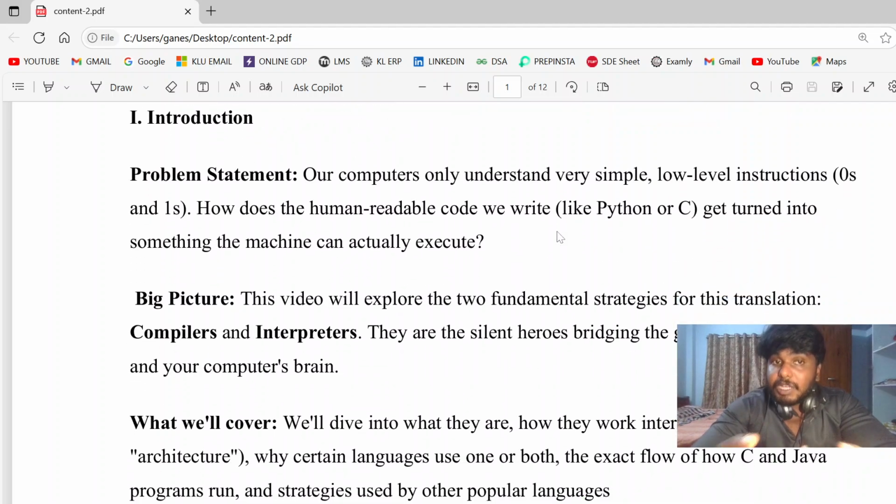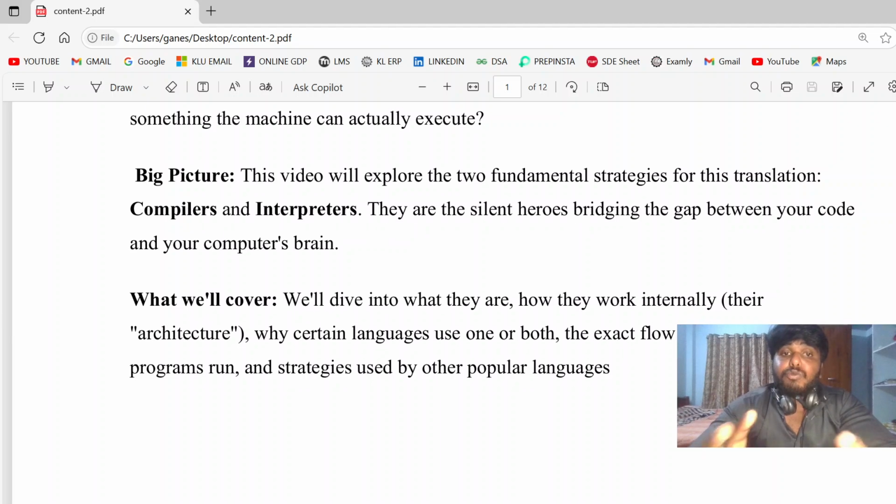Coming to the big picture, this video will explore two fundamental strategies. Compilation and interpretation are the strategies or methodologies to make the computer understand what we are writing. We write a C program or a Java program in human readable English statements. So how can the computer understand these words, convert them into zeros and ones, and execute the task we have provided?